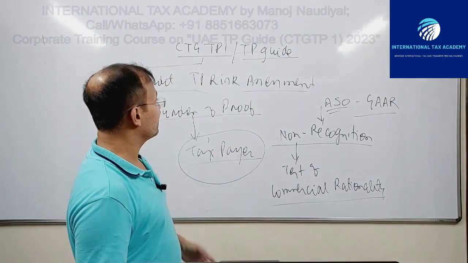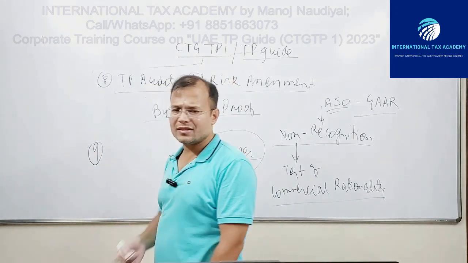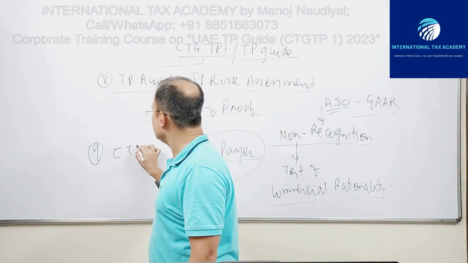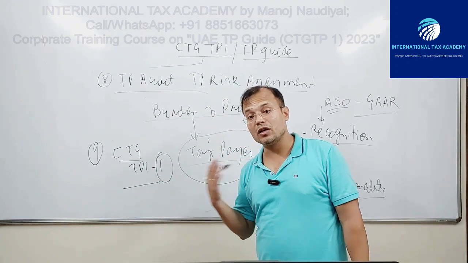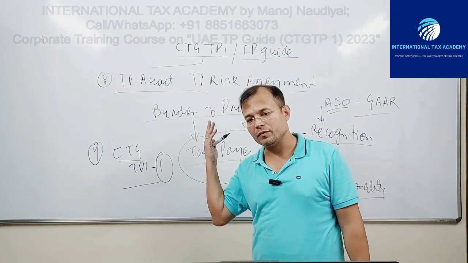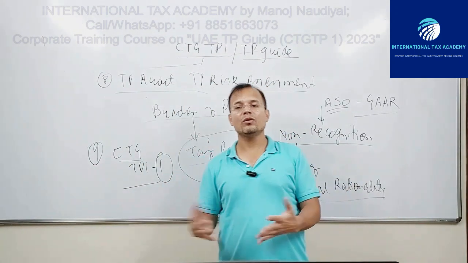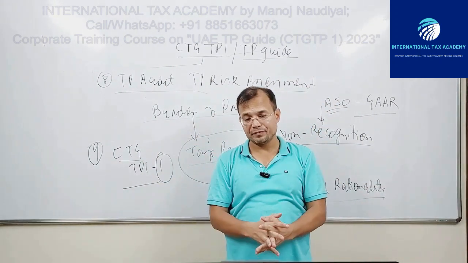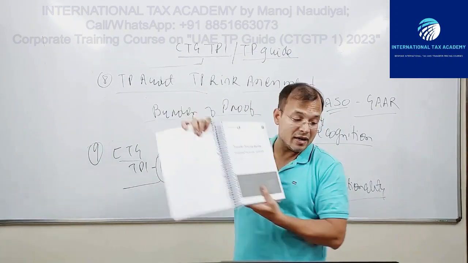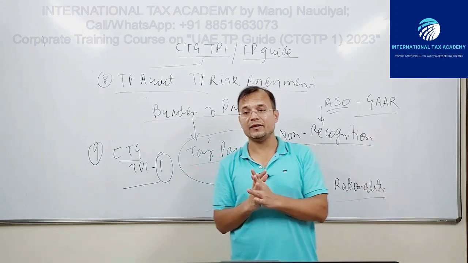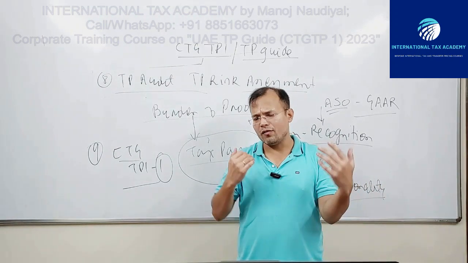So that was TP audit and TP risk assessment, and the last section, 9, is update and version. It says in a single line that CTGTP1 is the first version, which is why it is version number 1. In the future, if there are further versions, they would be 2, 3 and so on. So this is the bird's eye view of the entire UAE TP guide, released by the FTA very recently, last week. Today is in fact the 2nd of November. It's a 140-page TP guide.